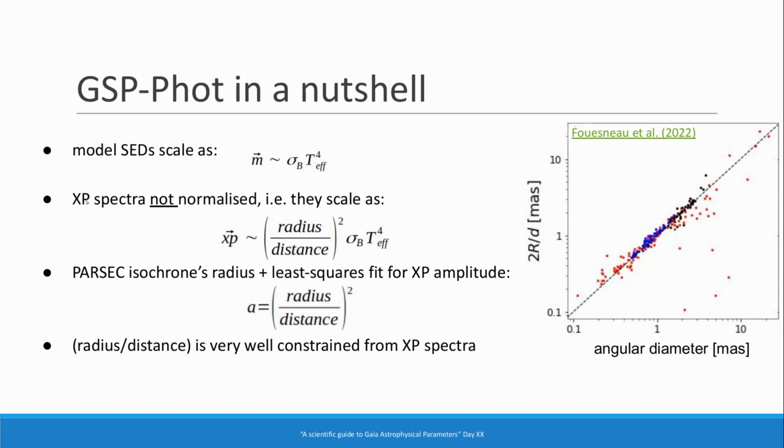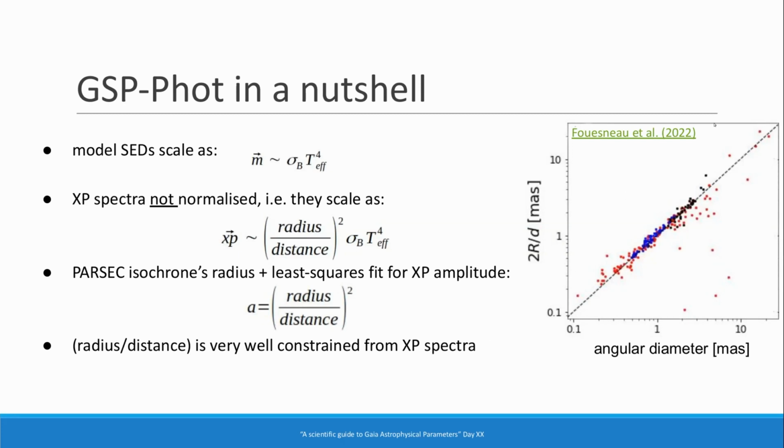Now, the key trick here is that the XP spectra are not normalized. They come with an absolute flux calibration, which means that the observed XP spectrum also scales with temperature to the 4th, and that's very important, it also scales with radius over distance squared. So that means if GSPPhot can get a stellar radius, say from some isochrones, then we can fit for this amplitude of the XP spectrum given a model spectrum. And this amplitude will tell us immediately what the ratio of radius and distance is.